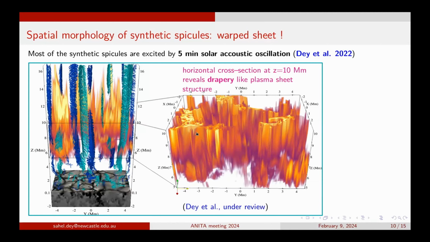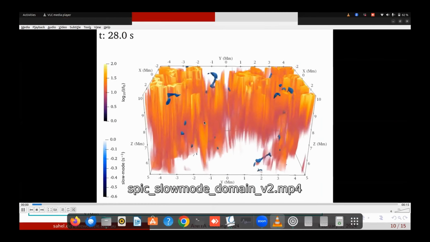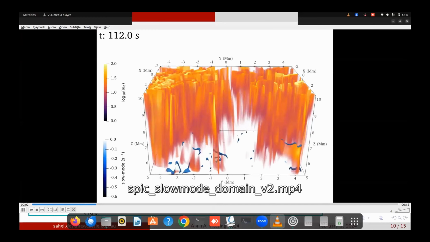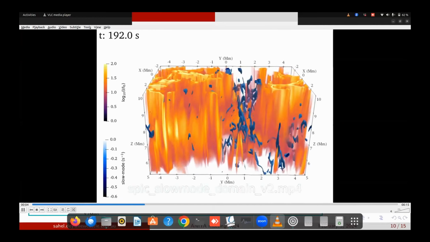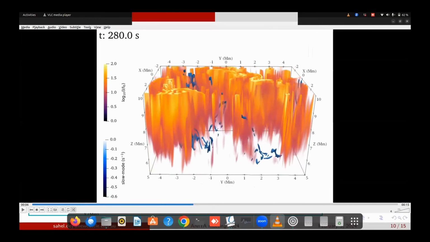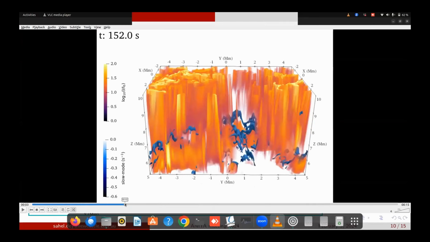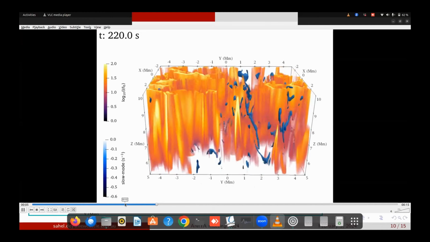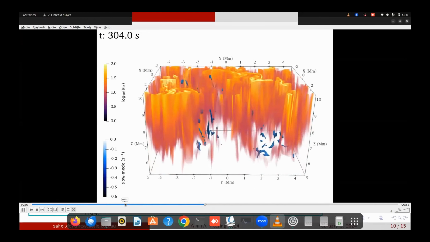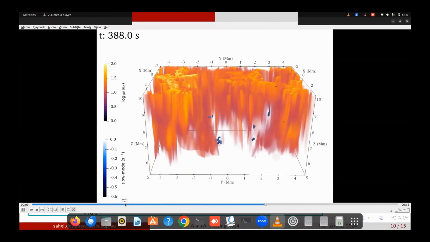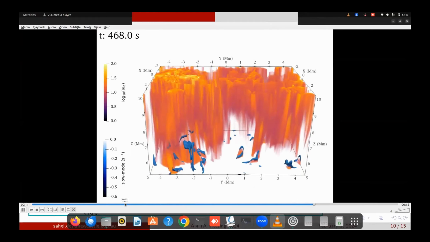So if I now show you one animation, this is one of the first results that motivates us, and this is a new result. These blue patches are actually shock fronts, and again, in this 2D simulation spicules are following that with a typical time period of 5 minutes, and you see these warp-like structures.